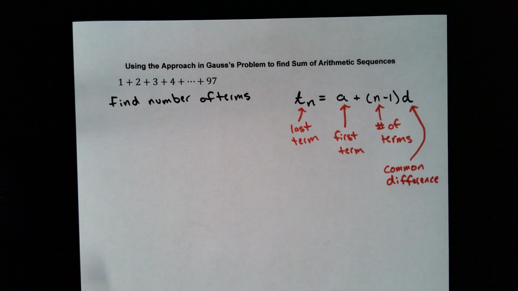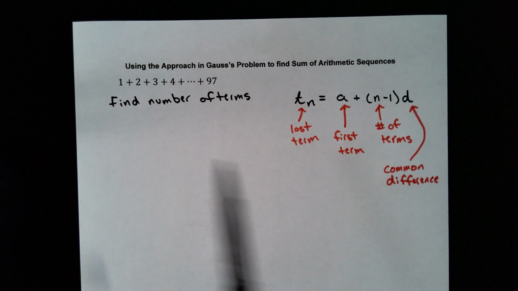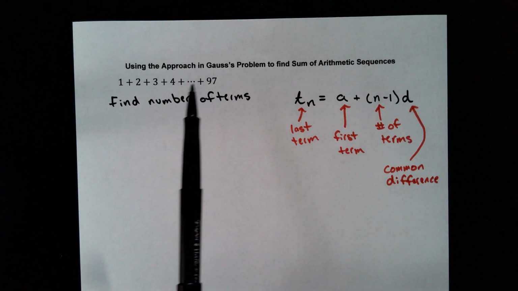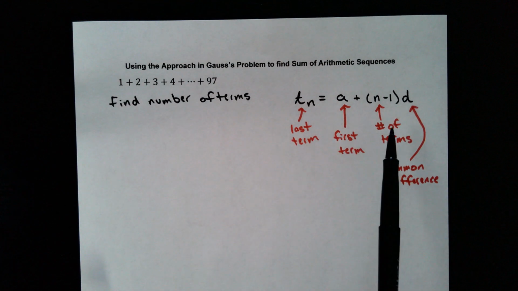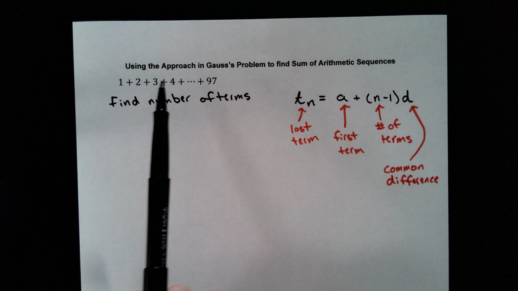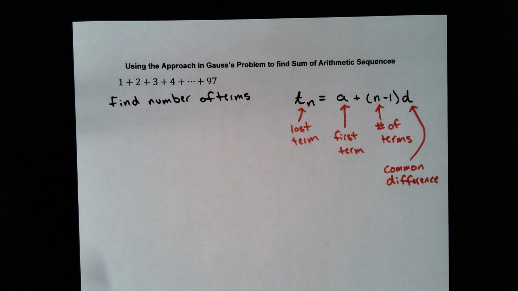All right, so we know most of this information in this problem. We know the last term, that's 97. We know the first term, that's 1. We do not know the number of terms. That's what we want to find. The common difference, how much are they increasing or decreasing each time? The common difference seems to be 1.